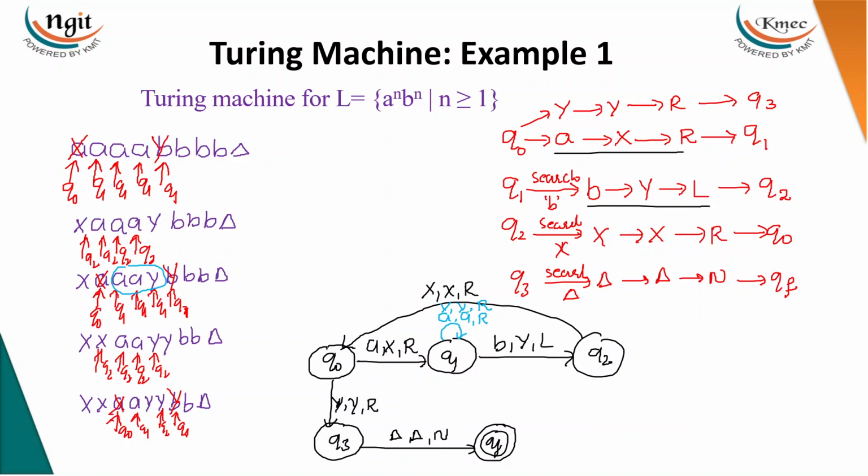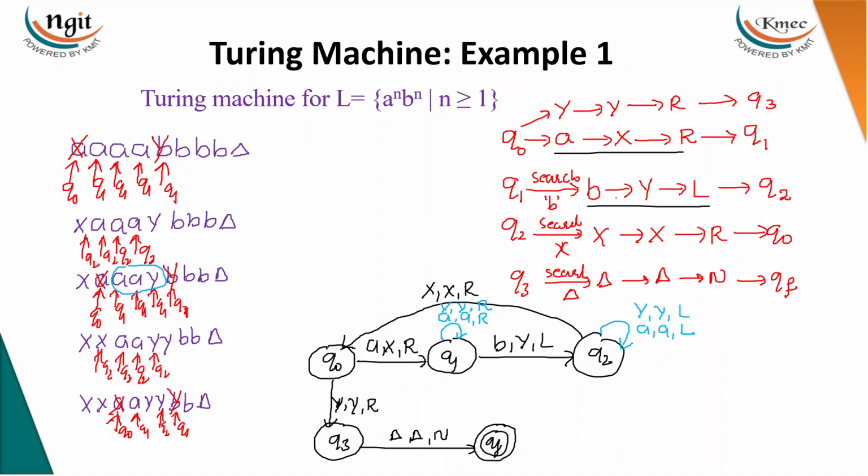What you have to do if it encounters something other than B. Then Q2 is searching for the X after making the B as Y. While it was searching for the X, what are the possibilities? It may get Y, A. So you have to mention for Q2 that if you get A, don't do anything, just keep on moving left. If you get Y's, don't do anything, just keep on moving left. Other than this, we can say that the string is not in A power n, B power n.